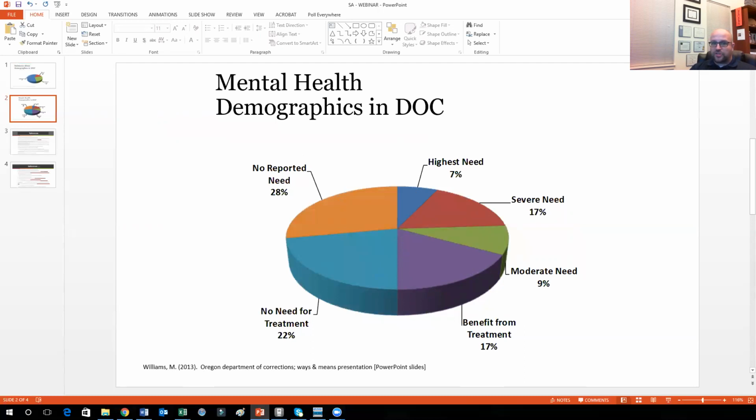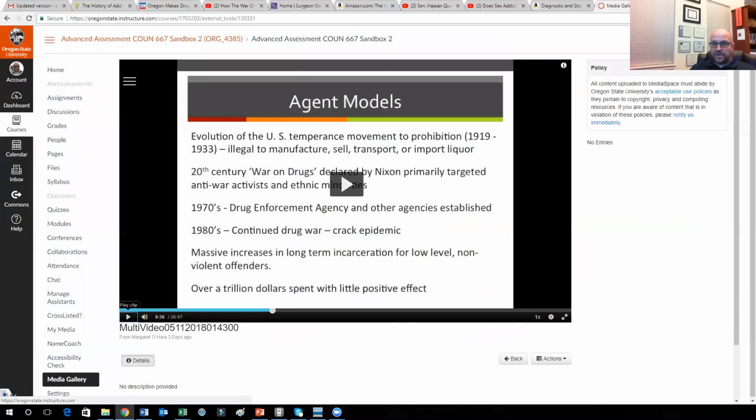Margaret mentioned that over $1 trillion has been spent with little to no effect on drugs. Each year, more and more people are incarcerated in the United States, being the #1 incarcerator in the world, which amounts to about an $80 billion per year industry.